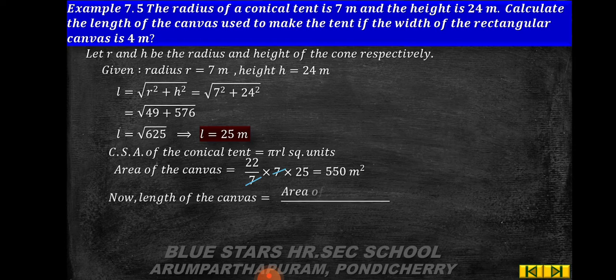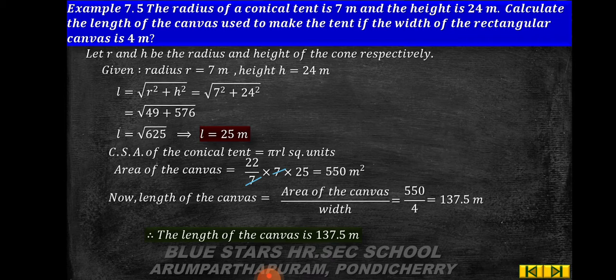Now length of the canvas is equal to area of the canvas by width, which is equal to 550 by 4. You get the value 137.5 meter. Therefore, the length of the canvas is 137.5 meter.